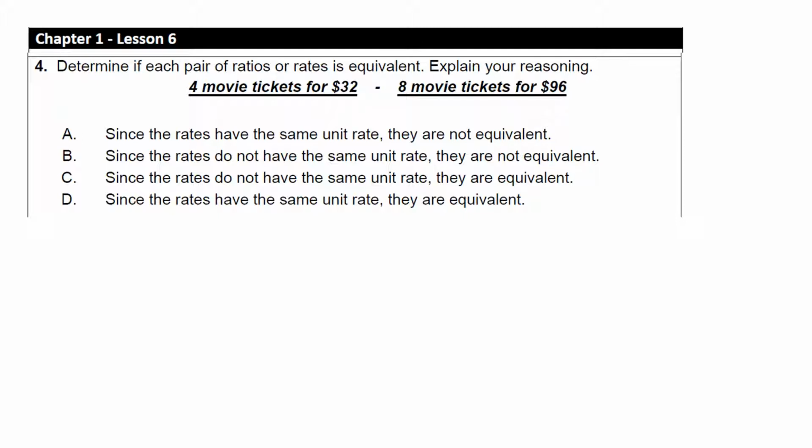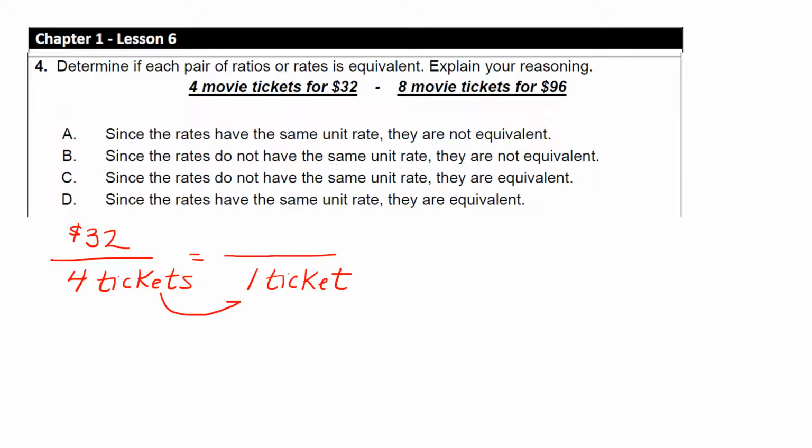Chapter 1, Lesson 6.4. Determine if each pair of ratios or rates is equivalent. Explain your reasoning. 4 movie tickets for $32, 8 movie tickets for $96. So for $32, you can get 4 tickets. This means that one ticket will cost you how much? Well, to figure this out, we have to divide by 4, divide by 4. 32 divided by 4 equals 8. So it'll cost you $8.